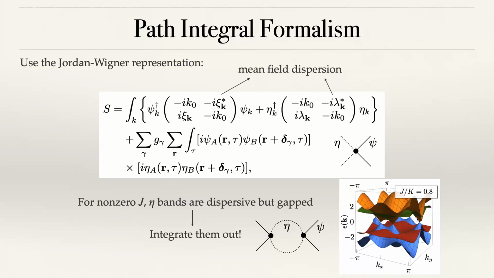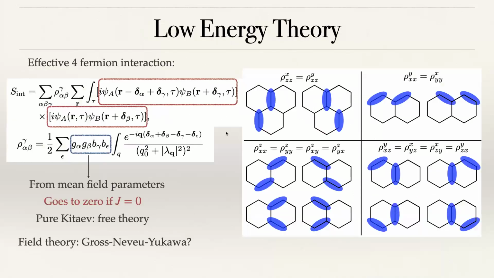Because the gauge field degrees of freedom and the eta Majorana fermions here are still gapped, in our low energy field theory we just integrate them out. And by integrating them out, it's just by doing this diagram, we actually get an effective four-fermion interaction, which only acts on the mobile Majorana fermion.